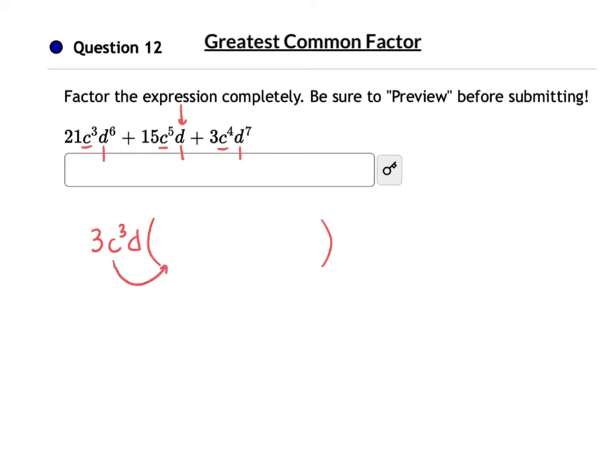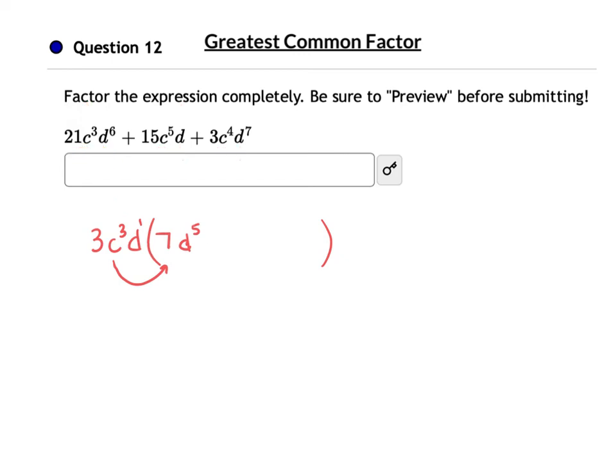3C cubed D times the first spot makes the first term. I need a 7. I don't need any more C's because I got a C cubed here and here. I need 5 more D's though, because this is D to the first, and D to the first times D to the fifth makes D to the sixth.